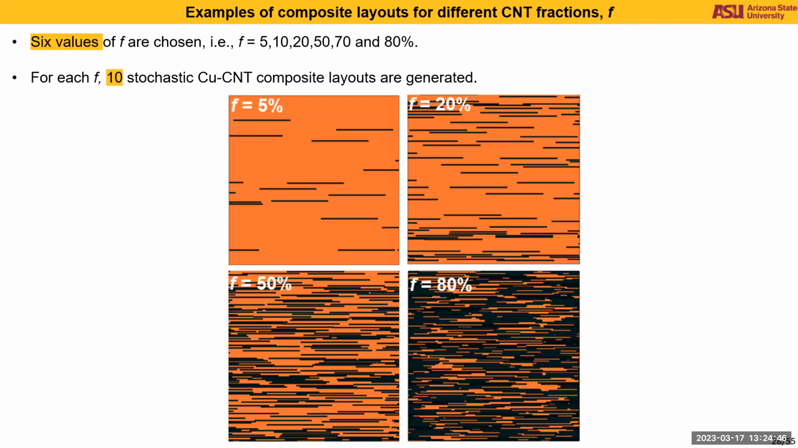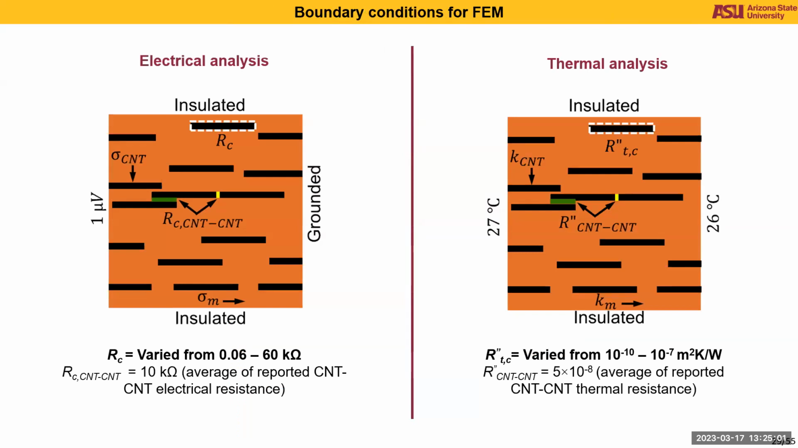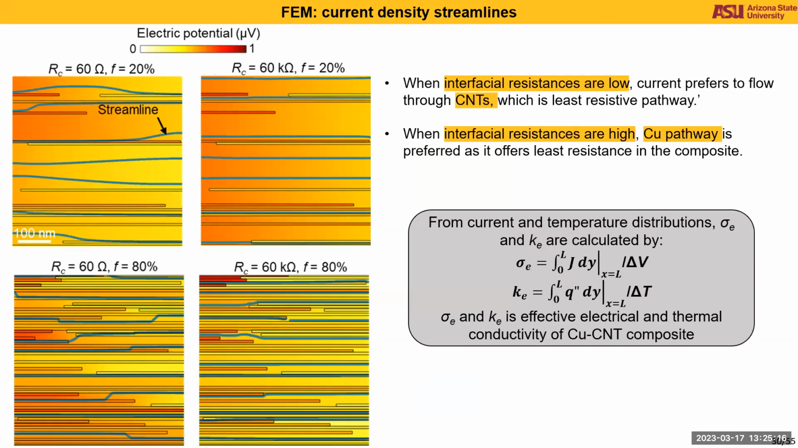So we use 6 different fractions of CNTs, and for each fraction, we generated 10 stochastic CNT networks. I'm just showing examples for 4 fractions, which is 5%, 20%, 50%, and 80%. For the boundary conditions, we applied potential difference and thermal gradient across the ends of composites, and we also prescribed the copper CNT and CNT interfacial resistance in these ranges. So using FEM, we can basically visualize the transport mechanism through these microstructures.